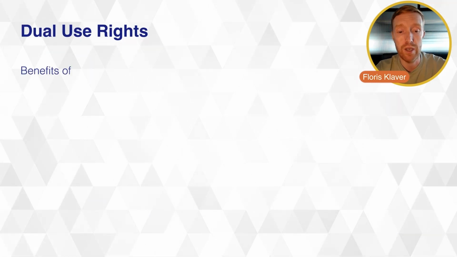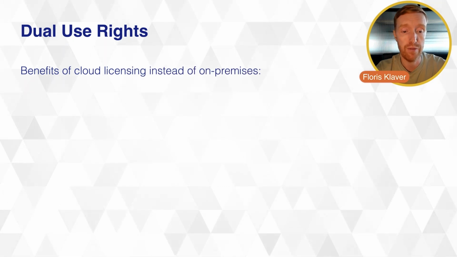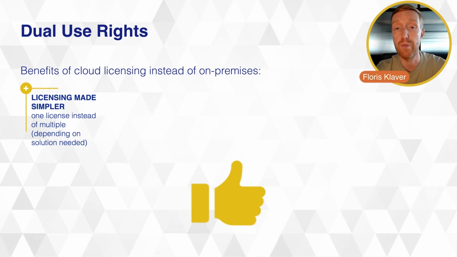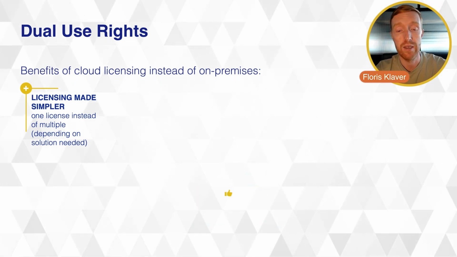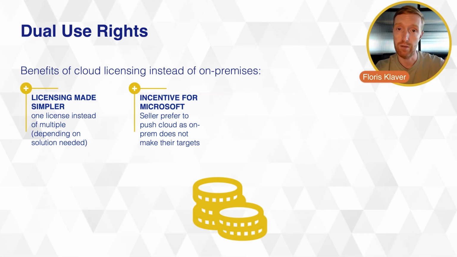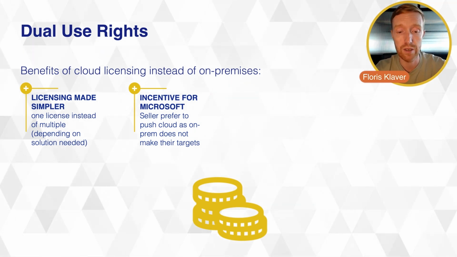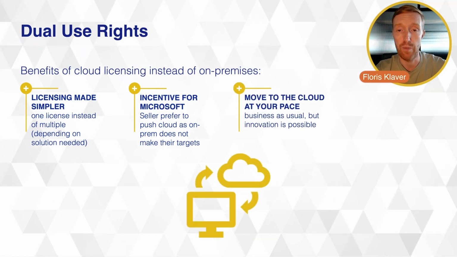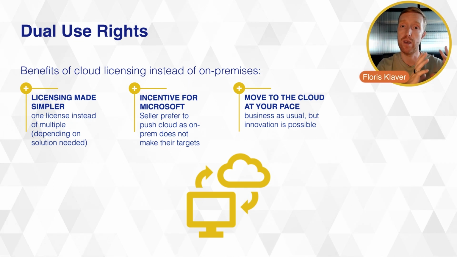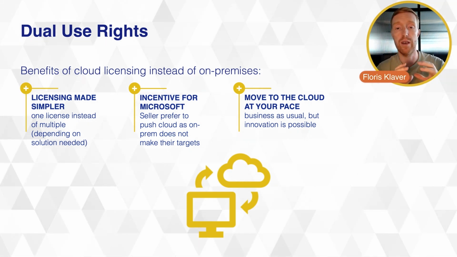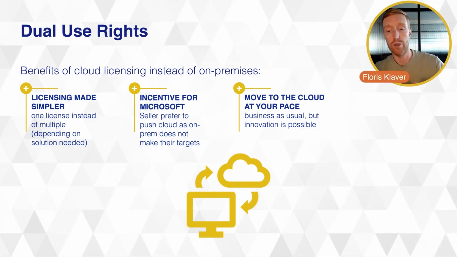Licensing cloud instead of on-premises can have a lot of benefits. It's licensing made simpler. You have one license instead of multiple, depending on the solution needed. There's an incentive for Microsoft because they like to sell these cloud services instead of the old school software assurance licenses. So make sure you leverage that benefit, and you can move to the cloud at your own pace because you're still able to do everything that you were doing in the past while having the functional availability to innovate towards the future.